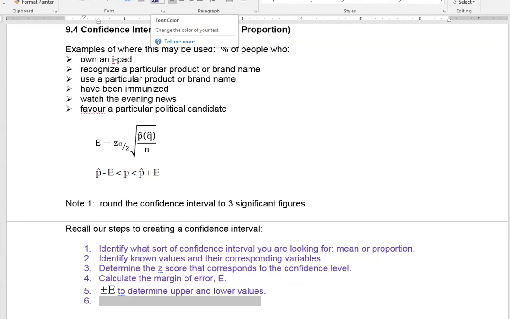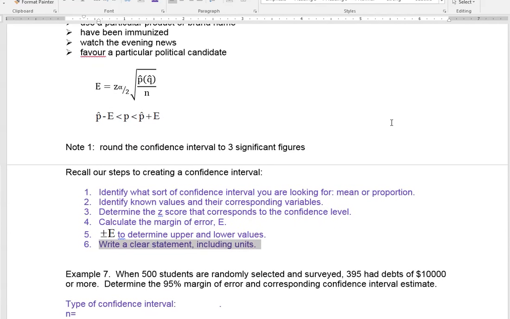And last step, but not least, don't forget to write yourself a statement that clearly indicates what we're talking about. So we're going to look at the first example of this section. When 500 students are randomly selected and surveyed, 395 had debts of 10,000 or more. Determine the 95% margin of error and corresponding confidence interval estimate.